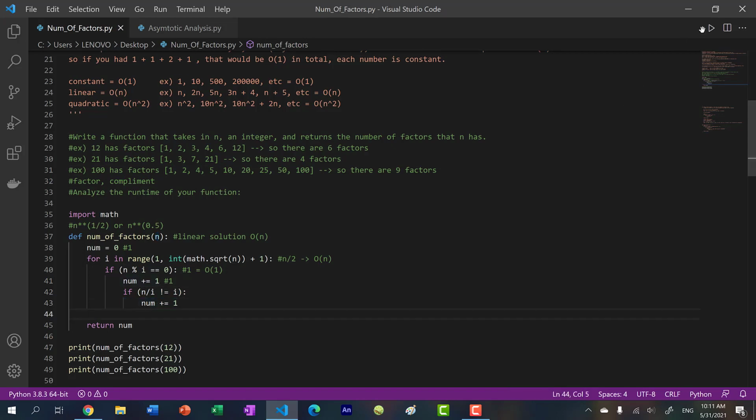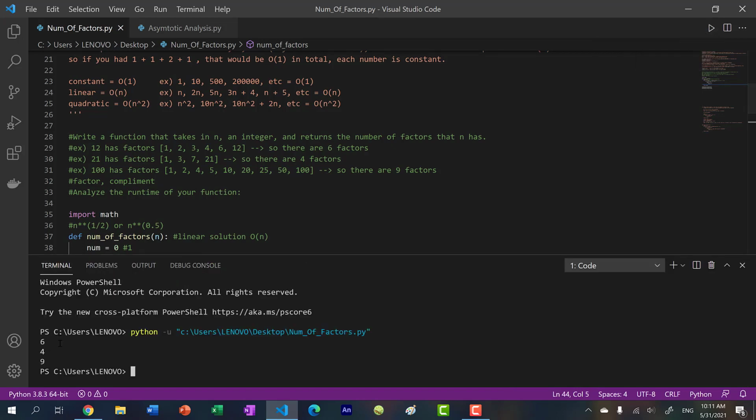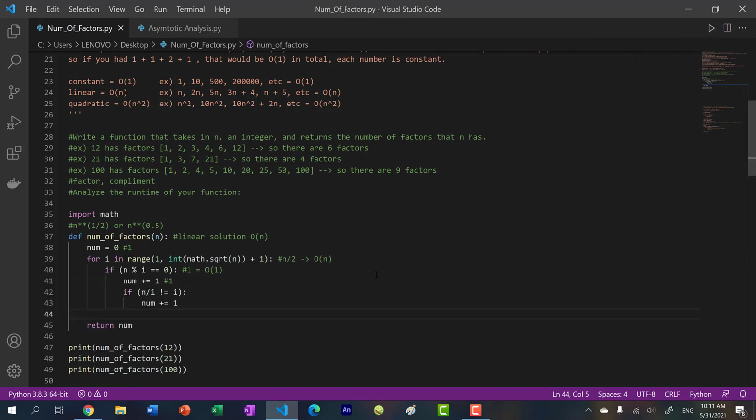Okay, so now if I run my program, we get 649. All right, so by doing this, we've shortened our runtime. So instead of checking n numbers, or n over 2 numbers, we are now checking square root of n numbers. So therefore, our runtime is square root of n. So it's O of square root of n.